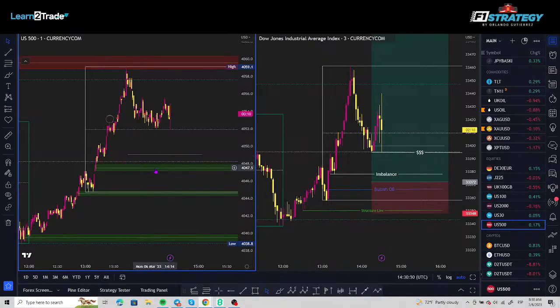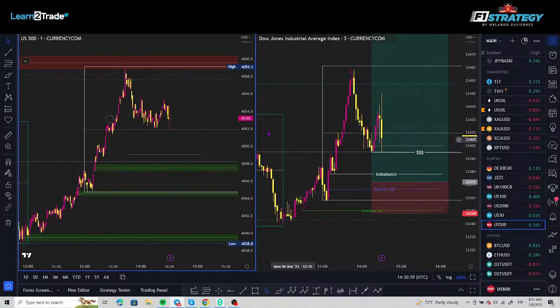here at the 40.48. I'm not trading the Nasdaq. There you go. There you go, Dow Jones. Come on, baby. You have to sweep that liquidity, right? There's that imbalance. Oh boy. Oh man.